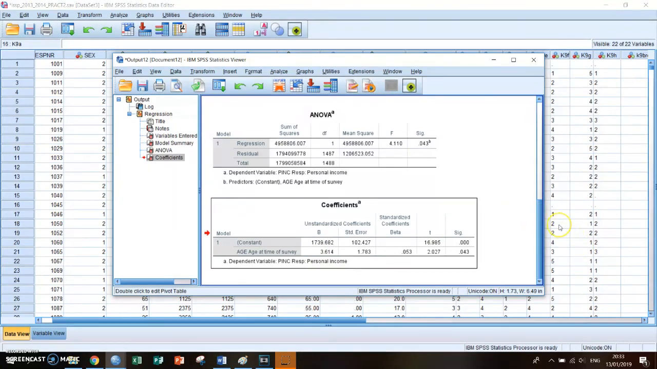So that's simple linear regression. And I hope everything was clear.